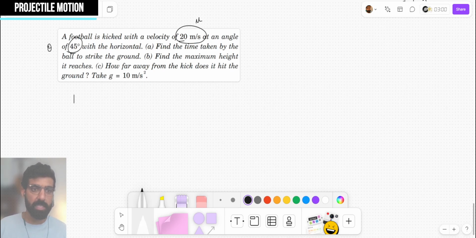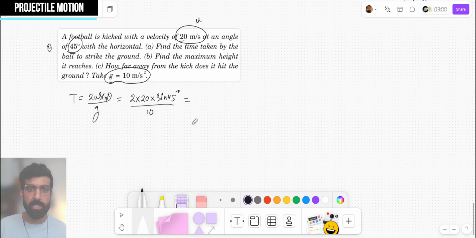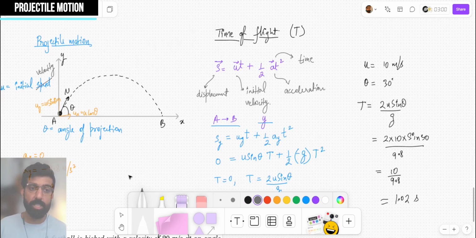Over here, time of flight is equal to 2u sine theta by g. When we input all the values, we get 2 times 20 times sine of 45 divided by 10. Over here, g is given to you as 10, which gives you 2.83 seconds. I hope this was clear. In the next lecture, we will analyze what maximum height and horizontal range mean.